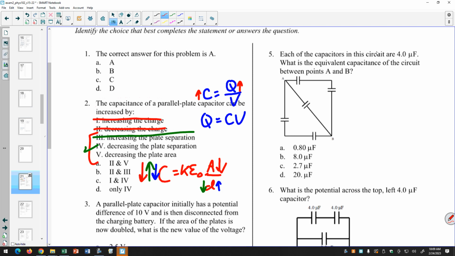Oh goodness, let's look at number 5 while we're here, okay? Because students struggle with this. Again, this is one of those, can I move things around in my head and think about different ways to represent this circuit?